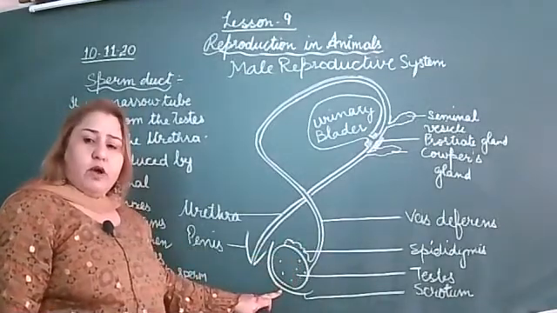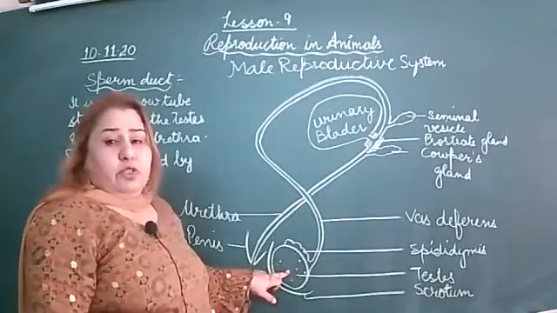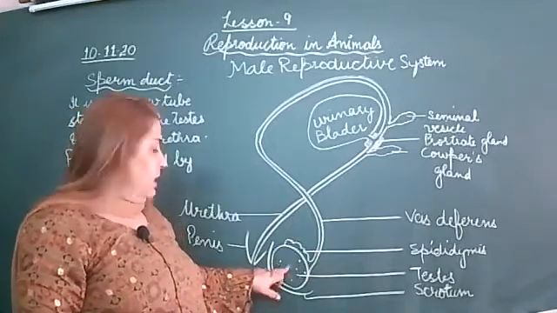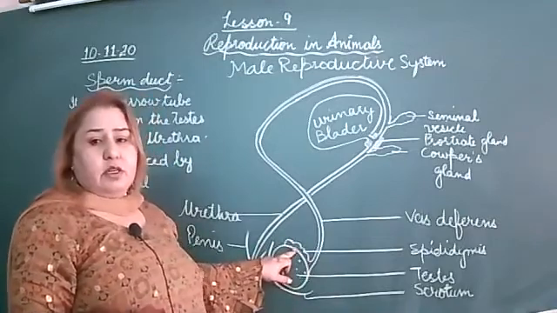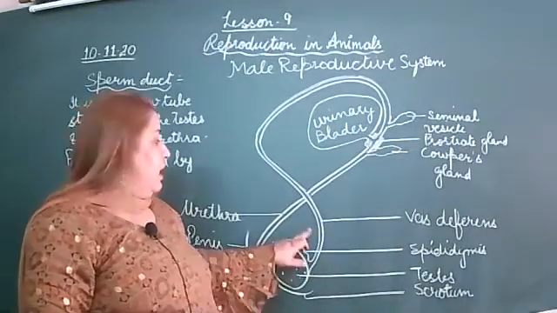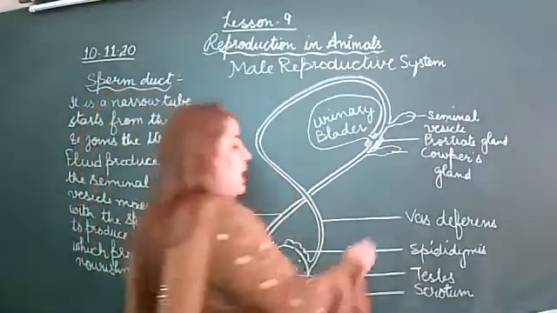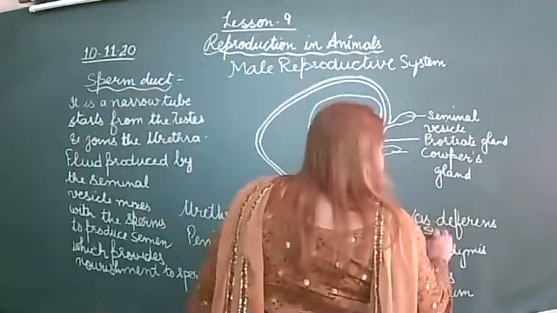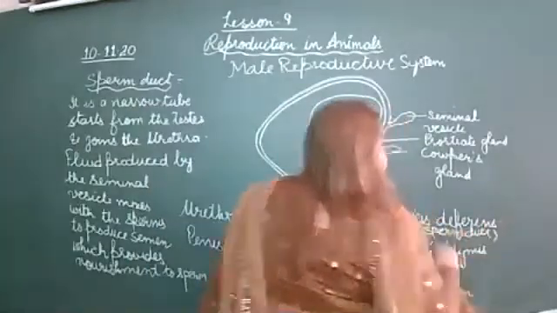Scrotum is a muscular pouch that will protect the testes. Testes will produce the sperms, the gametes, that are called sperms. Epididymis is a place where the sperms will be stored temporarily. Then they will move with the help of this tube. This tube is called the vas deferens as well as the sperm duct.